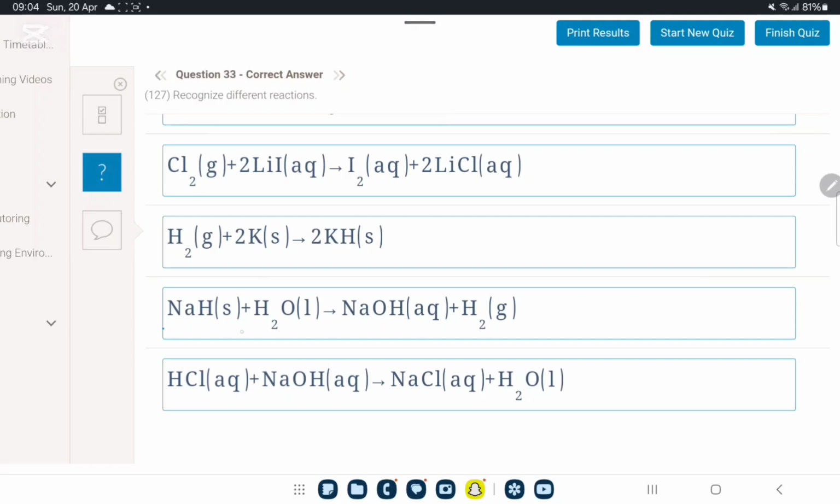Now NaH plus H2O. It gives the metal hydroxide and hydrogen. Again, don't forget to balance. You have to memorize this: when the metal hydride reacts with water, it gives the metal hydroxide and hydrogen. Now HCl plus NaOH, when an acid reacts with a base, it gives the salt and water.